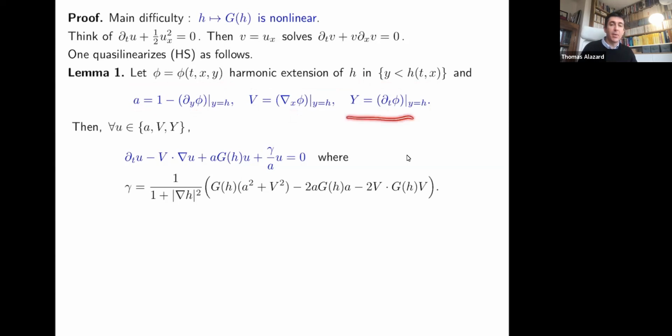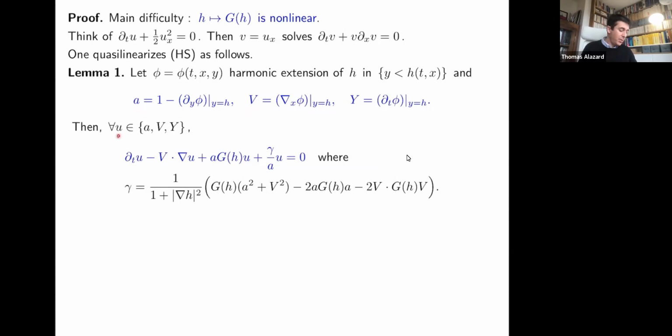Namely, capital Y is equal to dt phi evaluated on the free surface. Capital V is the gradient with respect to x of phi evaluated on the free surface, and A is equal to 1 minus dy phi evaluated on the free surface. Then this lemma asserts that these three unknowns, A, capital V, capital Y, satisfy exactly the same equation.